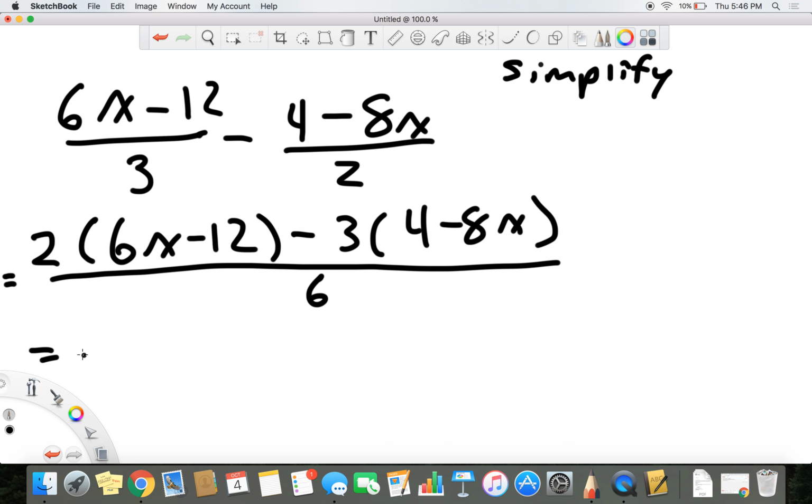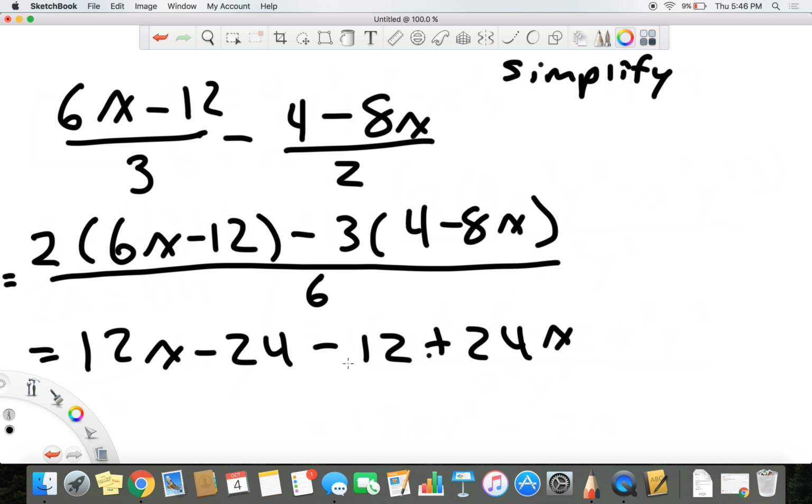Okay, so we'll multiply that out. So 12x minus 24. Negative 3 times 4 is going to be negative 12. Negative times a negative is going to be plus 24x, divided by 6.